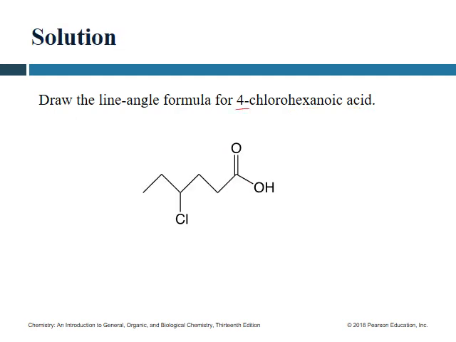4-chloro, oops. Okay, so we skipped it. So now how do we start naming? 1, 2, 3, 4, 5, 6. And the 4th carbon has a chloro, so I draw chloro right here. So that would be our 4-chlorohexanoic acid.